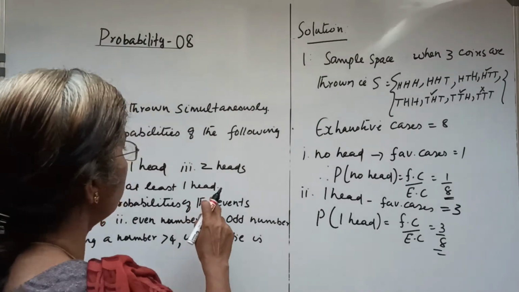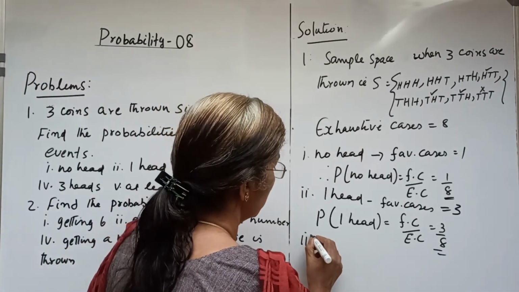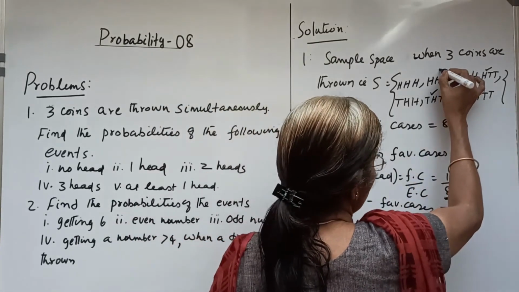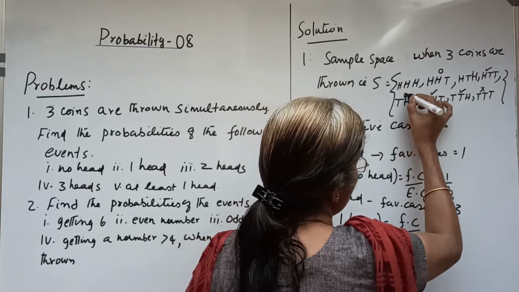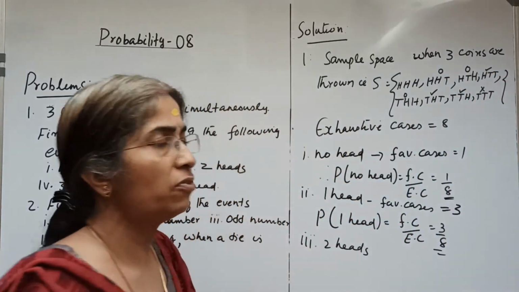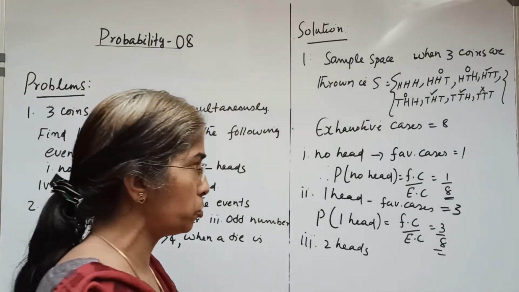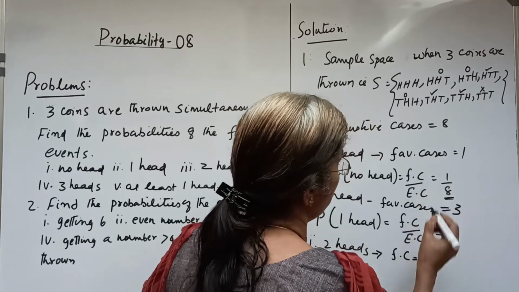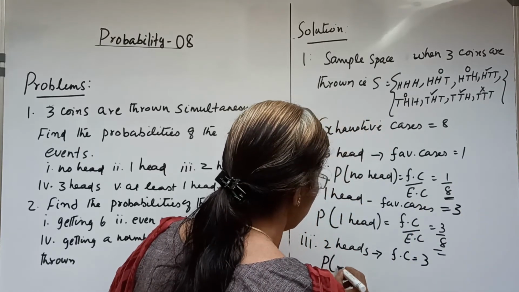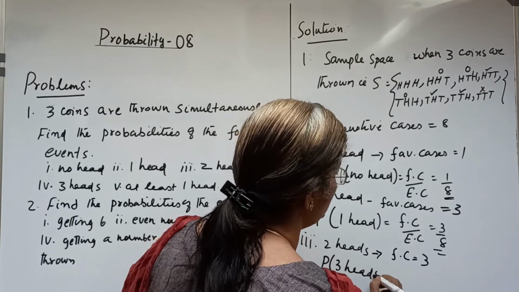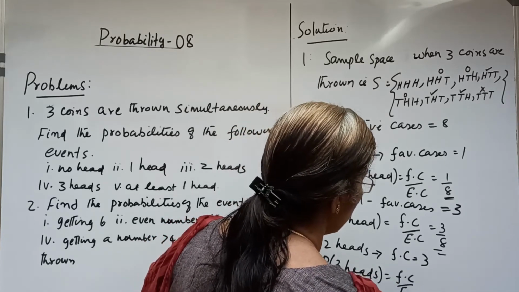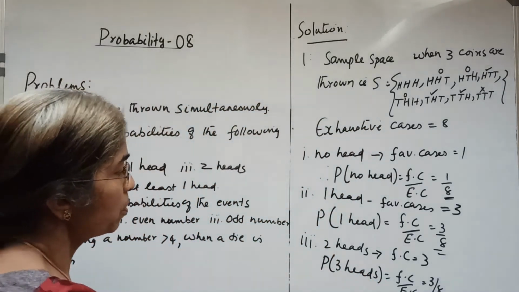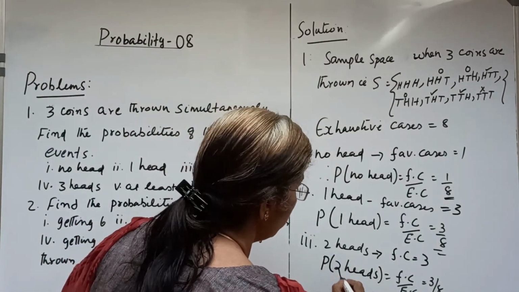Now we have the next one, getting 2 heads. What about 2 heads? The outcomes are HHT, THH and HTH, which are the favorable outcomes for getting 2 heads. Therefore, 2 heads means favorable cases equal to 3. Therefore, probability of 2 heads becomes favorable cases divided by exhaustive cases, equal to 3 by 8.